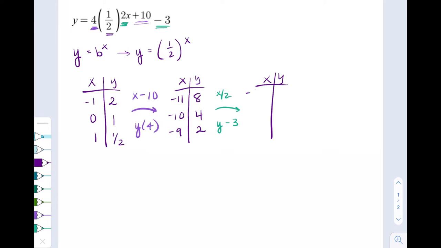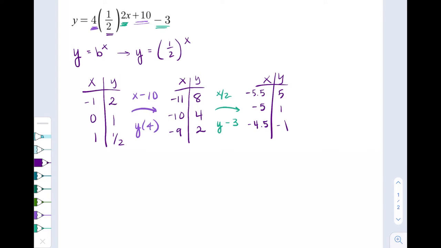-11 divided by 2 is -5.5. -10 divided by 2 is -5. -9 divided by 2 is -4.5. 8 minus 3 is 5. 4 minus 3 is 1. 2 minus 3 is -1. So these are my final points. There's no more transformations to give. These input-outputs have to do with the function I was asked to graph.